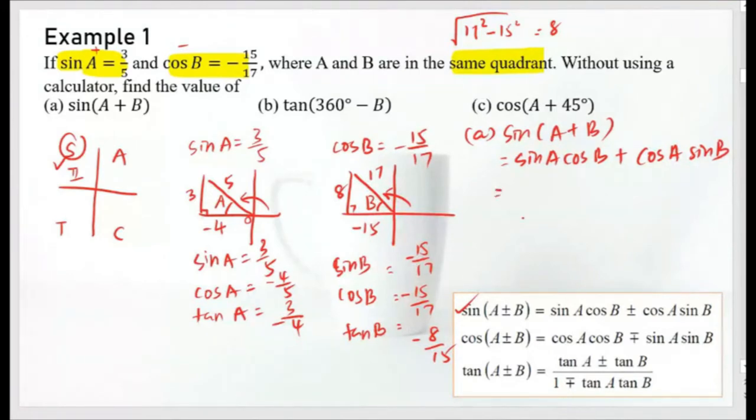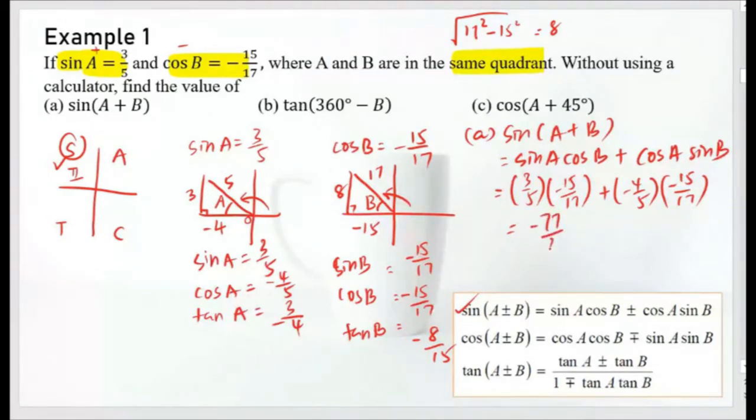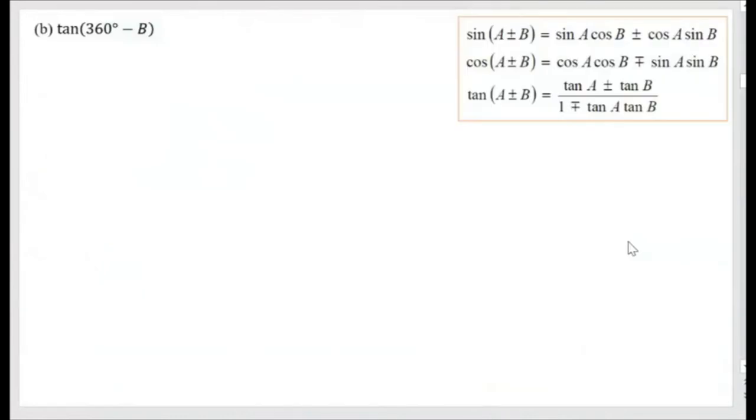Okay, sine A is what? From here, from just now. So it's 3/5 cos B, -15/17, plus cos A, -4/5, and sine B, 8/17. Okay, then use your calculator to place. Then you get the answer, -77/85.